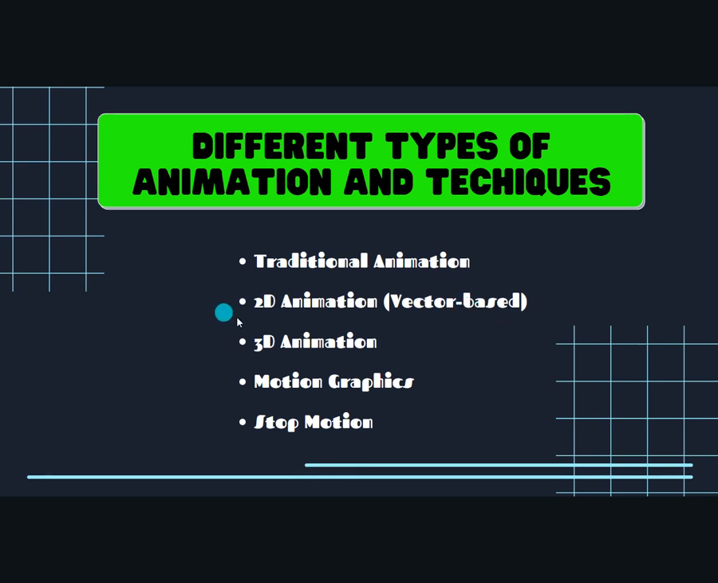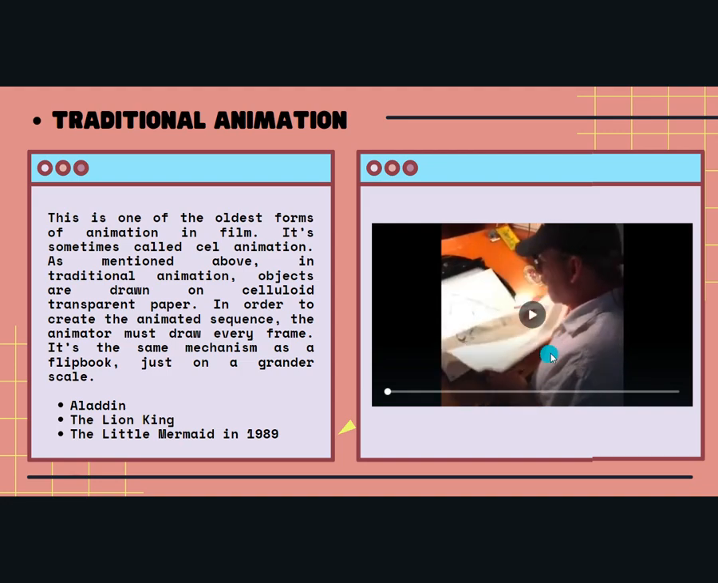So we're going to talk first about traditional animation. As you observed, traditional animation is one of the oldest forms of animation and film. It's sometimes called cel animation. As mentioned above, in traditional animation, objects are drawn on transparent celluloid paper. In order to create the animated sequence, the animator must draw every frame.